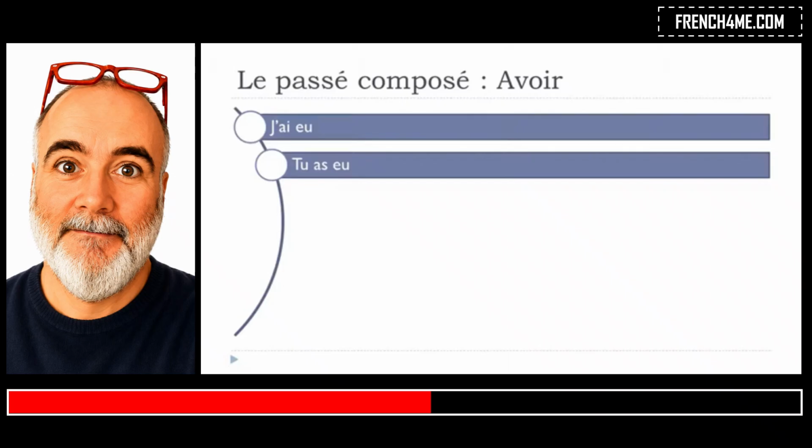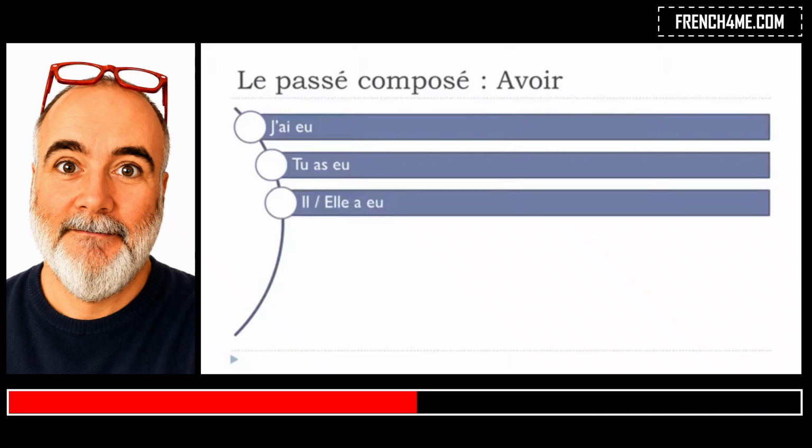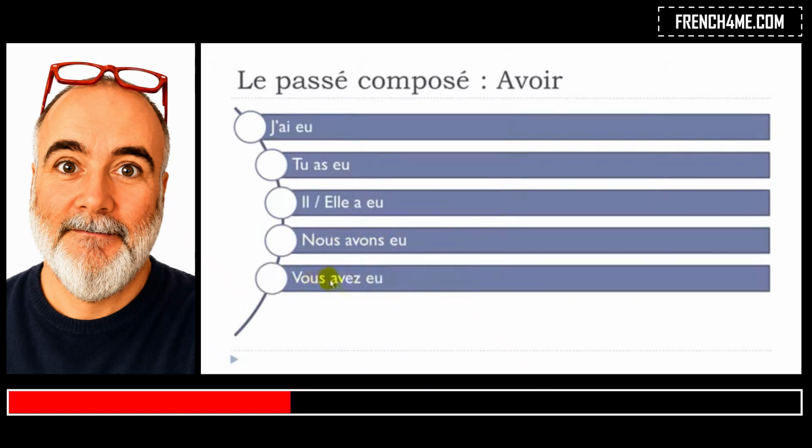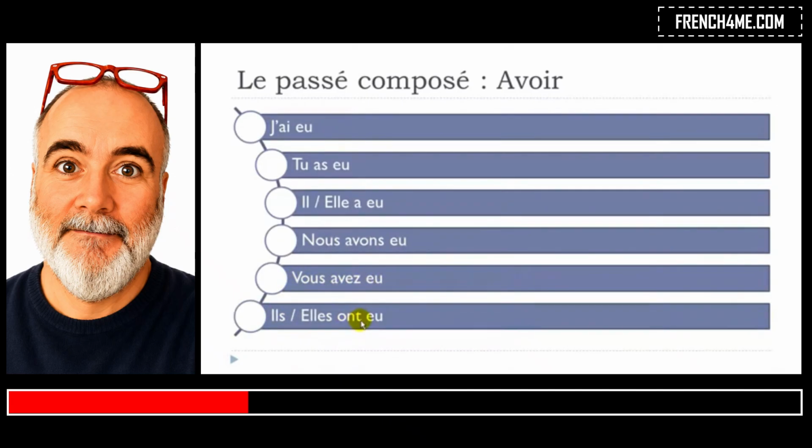Tu as eu. Il a eu, masculine form. Il a eu, feminine form. Elle a eu. So here, let's make the little liaison, the little link between everything. Nous avons eu. Vous avez eu. Ils ont eu. Elles ont eu.